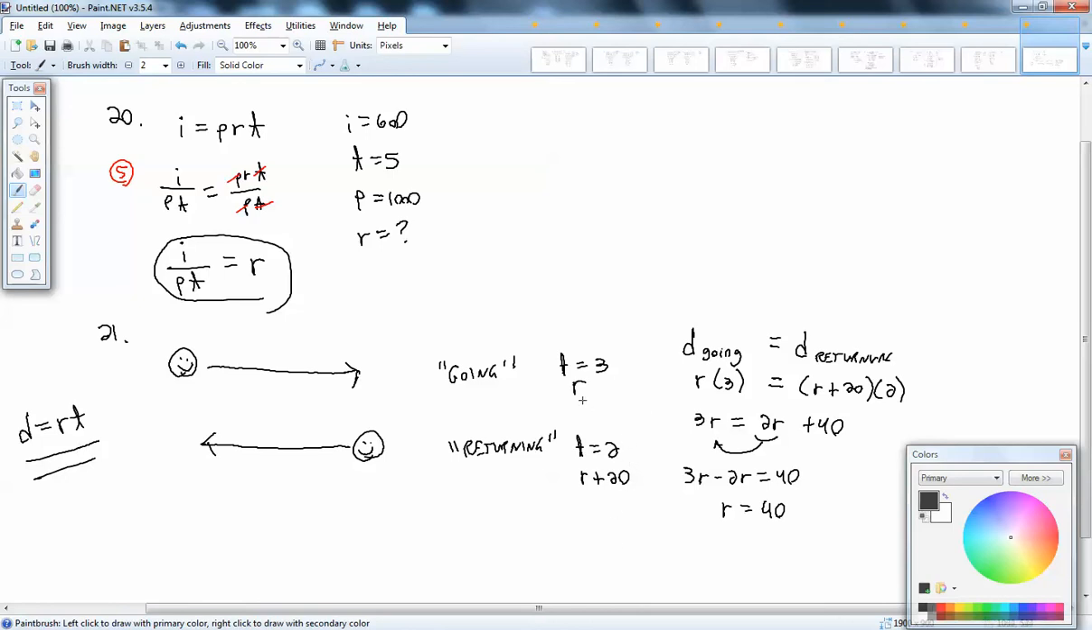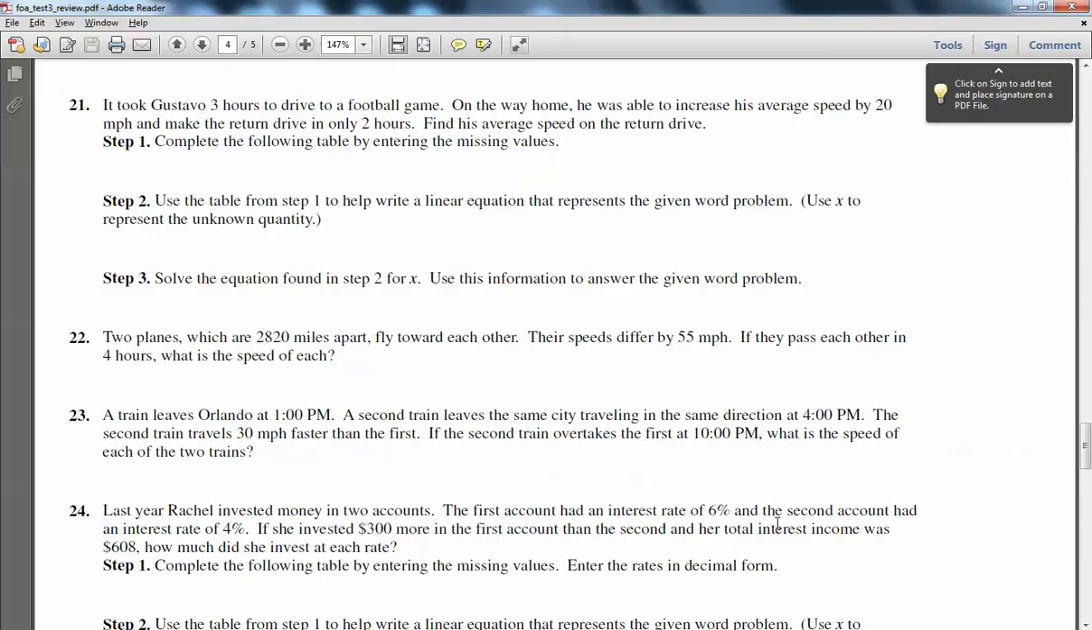Assuming it's correct, let's see if that makes sense. If I put 40 in here, 40 times 3 is 120. If I put 40 in here, 40 plus 20 is 60 times 2, that's 120. Now let's see what in the world they're asking for.